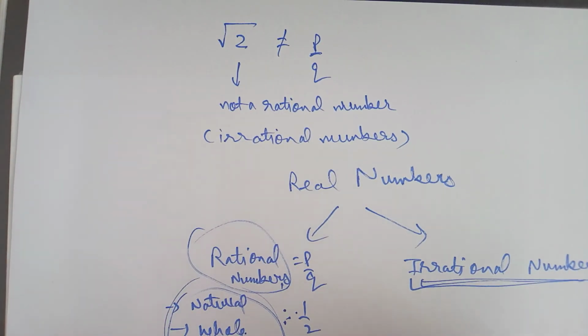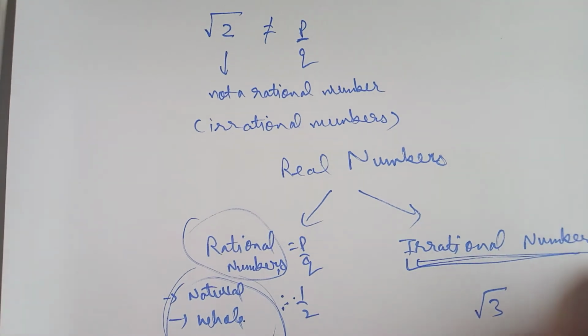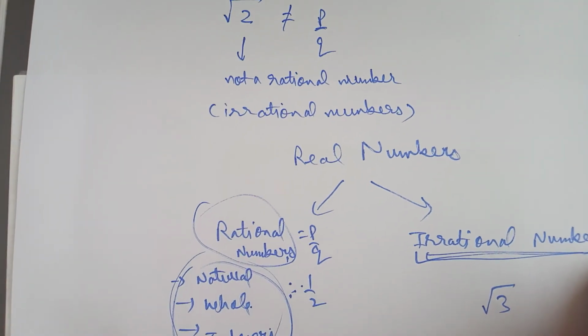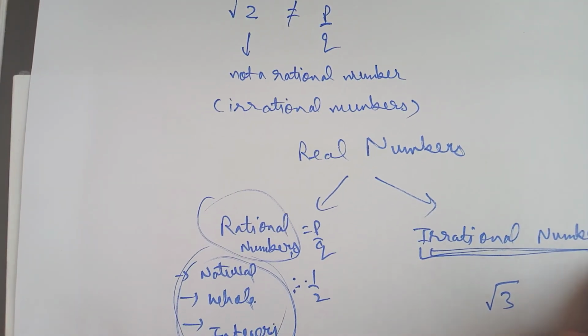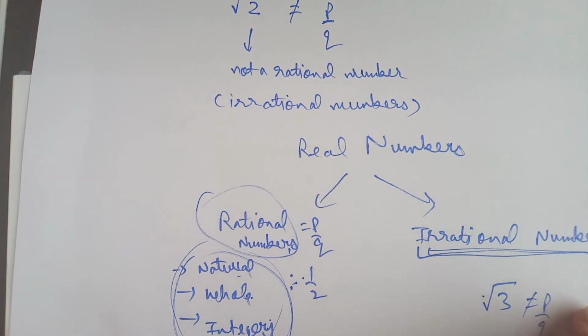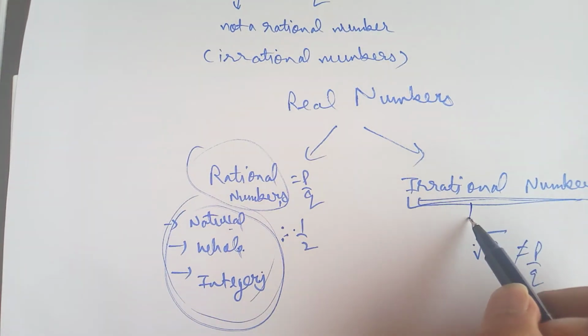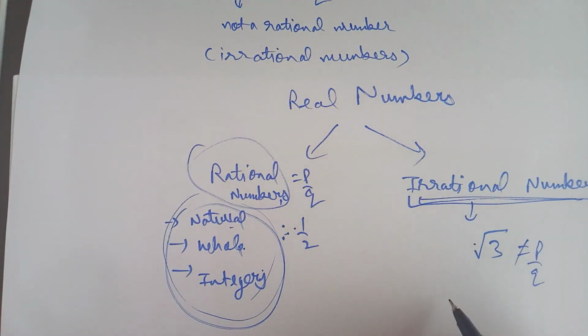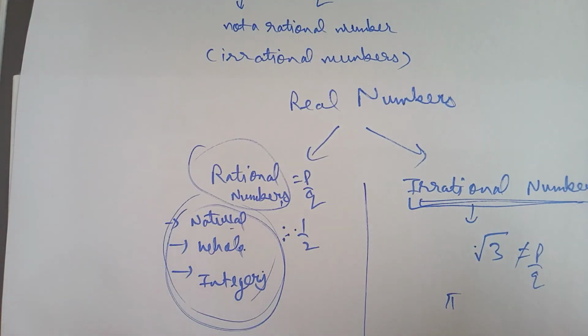I'll ask you another example. What is root 3? Is it a rational number? Is it an irrational number? Is it a natural number? Is it a whole number? Is it an integer? What is it? It's not a natural number, not a whole number, not an integer, it is not even a rational number, because root 3 cannot be written in the form of p by q. So actually it is an irrational number. Pi is an irrational number.